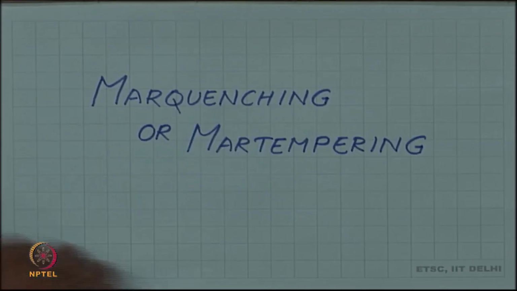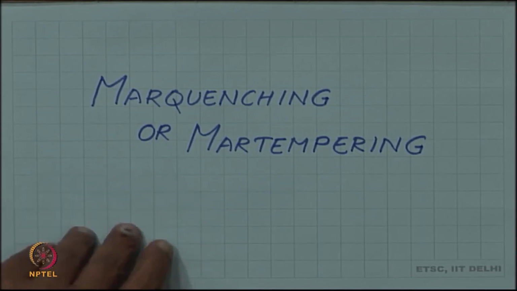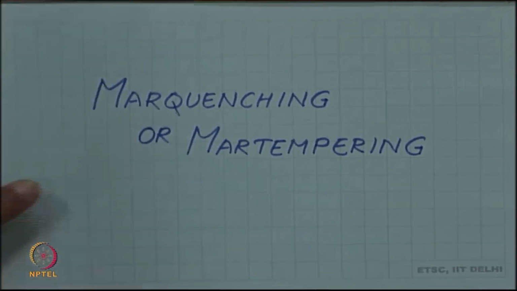One way to avoid the residual stresses which generate in quenching and can lead to quench cracks, which we discussed in the last video, is heat treatment called Marquenching or Martempering. Both names are used, although Marquenching is probably the better name, we will see why.